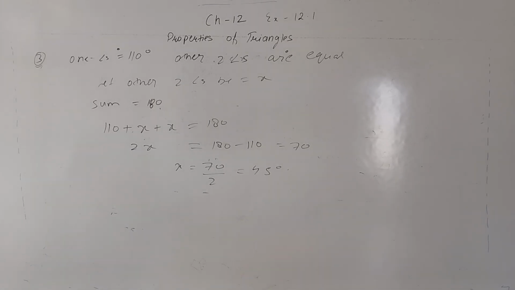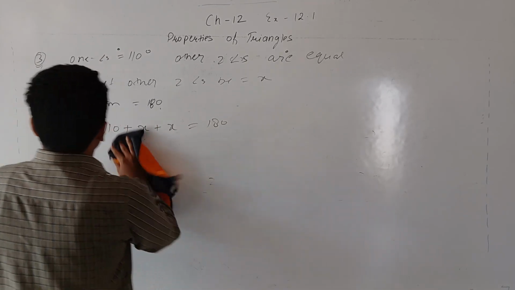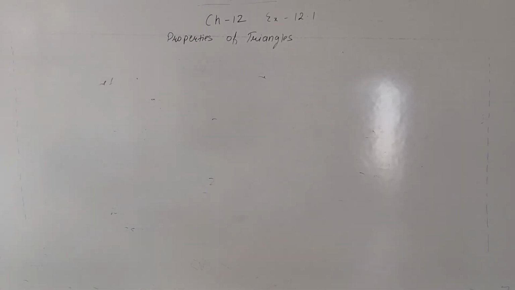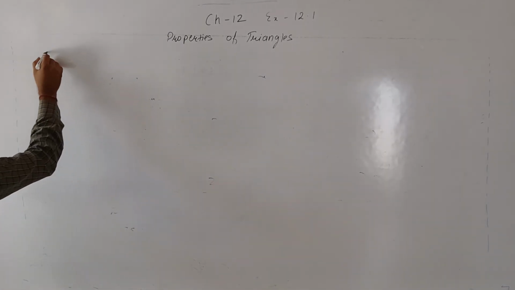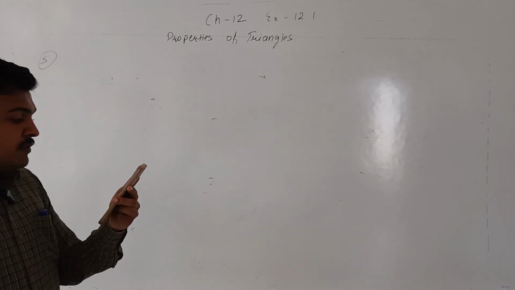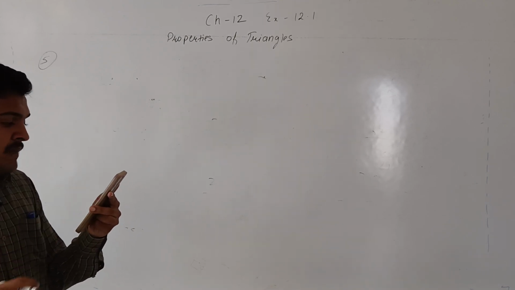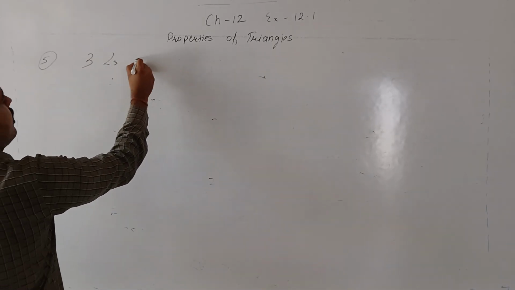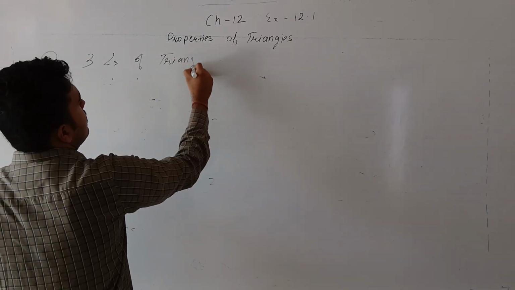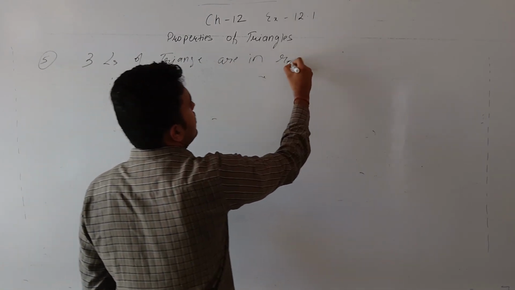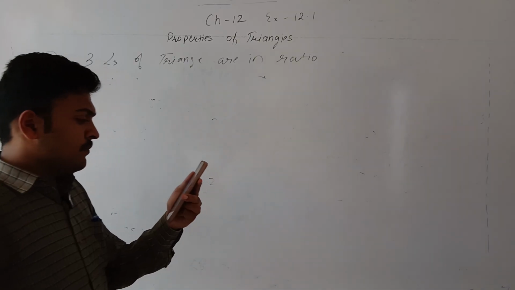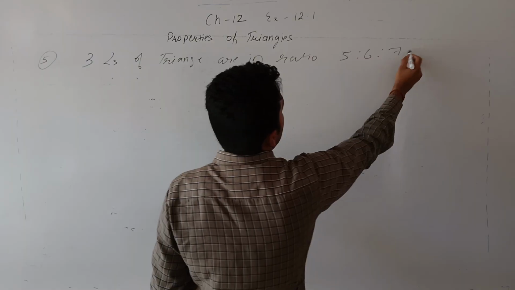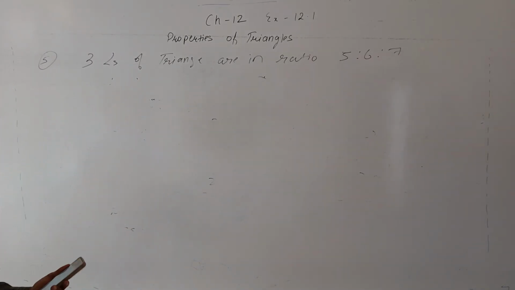Now we'll move to our next question, question number 5. Question number 4 is not in our syllabus. Question number 5 is there. The 3 angles of a triangle are in ratio 5:6:7. So we have to find the measure of each angle.